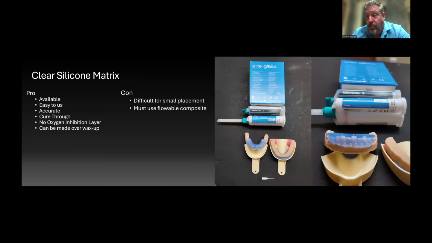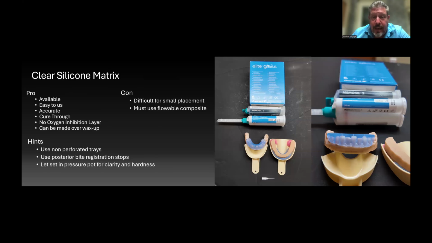I used to say you must use a flowable composite. I don't say that anymore. I actually use heated packable composite now, but you can do this with a flowable composite. That's traditionally how it was done. Again, a hint, use a non-perforated tray, and I'm going to show you how I make these.